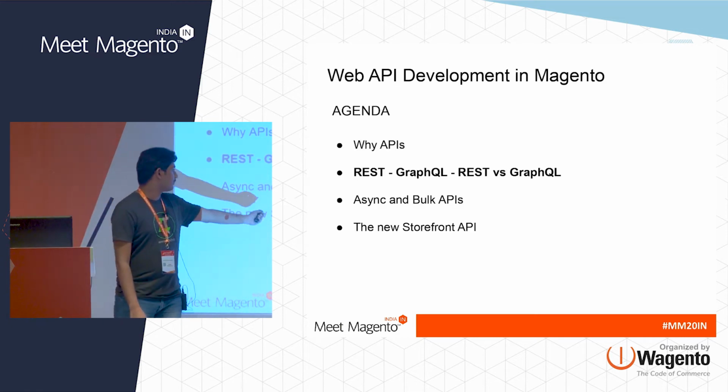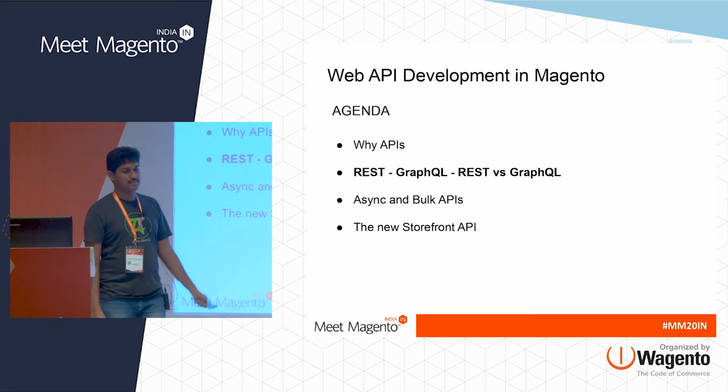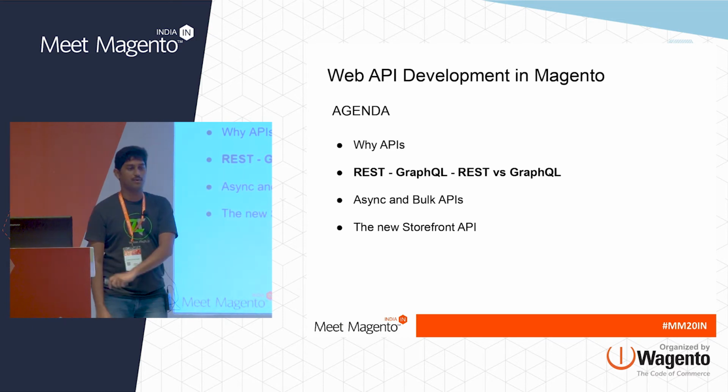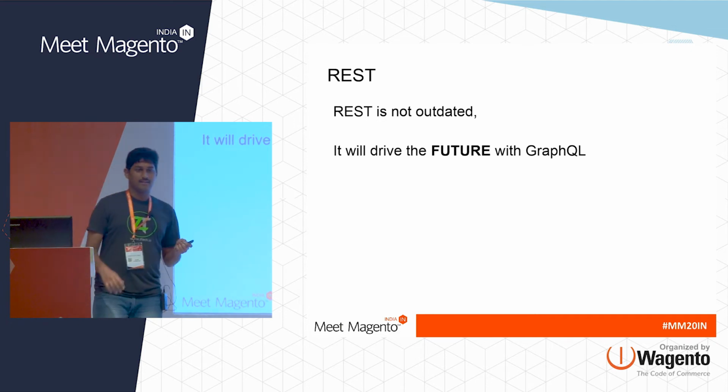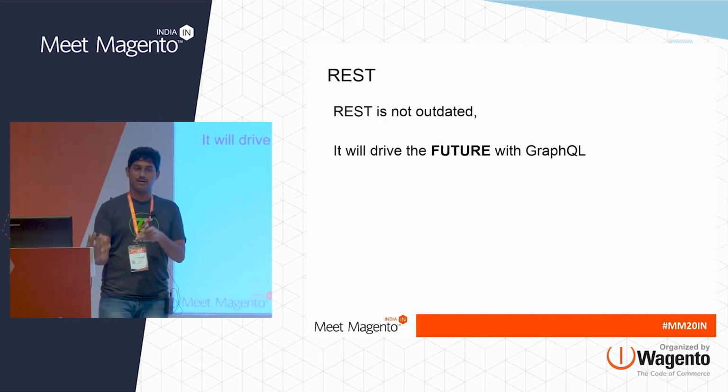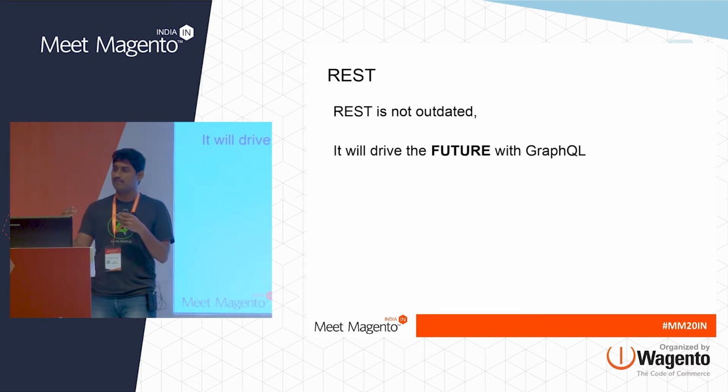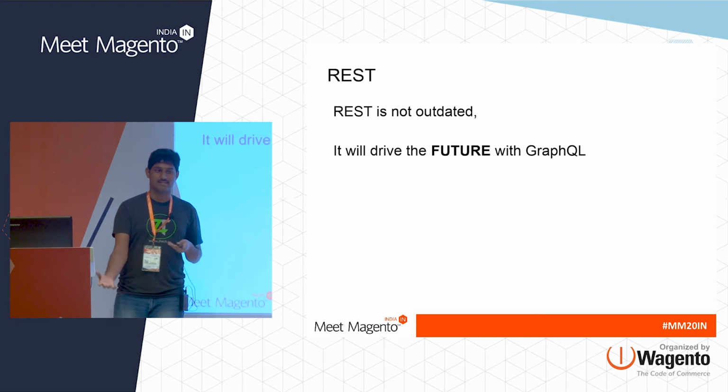So this is the next topic. We will see about REST, we will see about GraphQL, and then we will see about REST versus GraphQL. REST was developed to solve the problems which we faced in SOAP. In SOAP, everything was exposed as services.